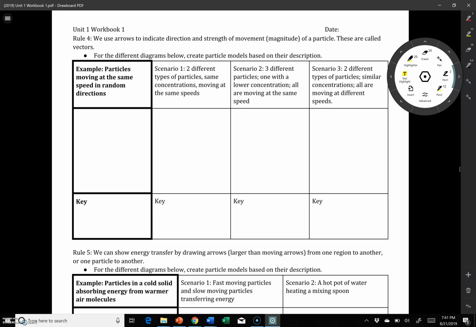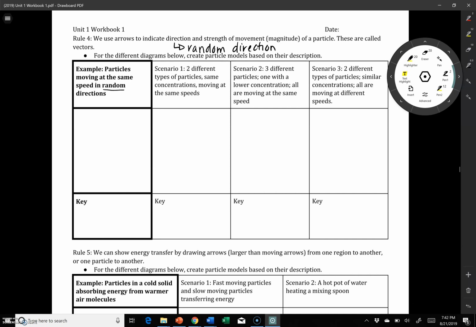Okay, so rule number 4 says that we use arrows to indicate direction, so which way the particles are moving, and the strength of movement or magnitude of a particle. I want to let you know that in general, when we say direction, we're going to imply that this is a random direction. That particles are going to move randomly. It states it explicitly in the example, but it doesn't in each of the scenarios.